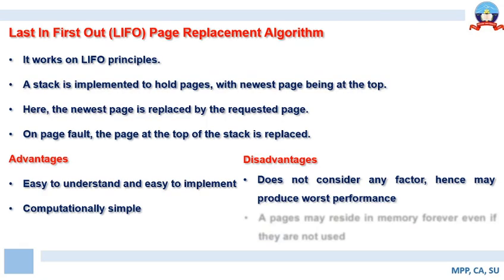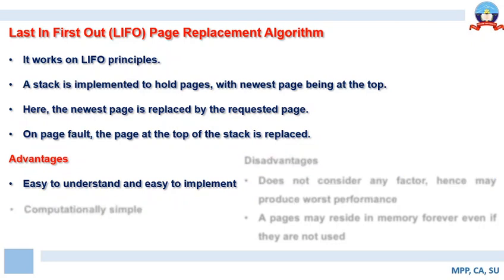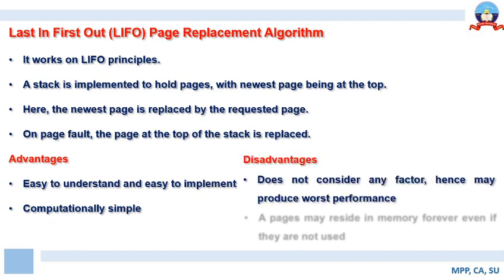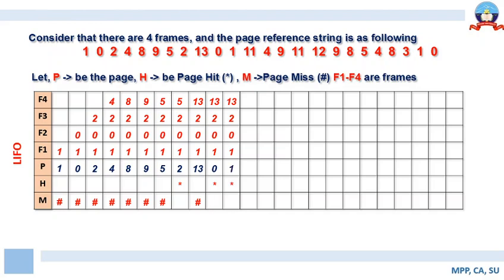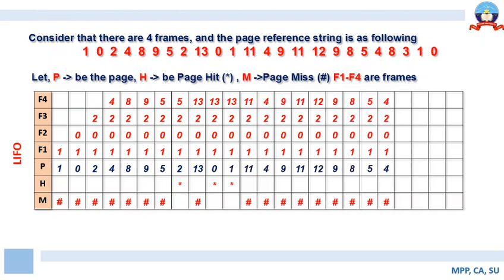Now in today's class we have learned about last in first out page replacement algorithm, the way it works. We have discussed some of the advantages and disadvantages of last in first out page replacement algorithm, and we have elaborated on it with the help of a very simple example, where we have seen that the tendency is towards replacing the element that is there at the top of the stack, which may result in pages staying in the frames for a prolonged period of time, even if they are not being utilized.